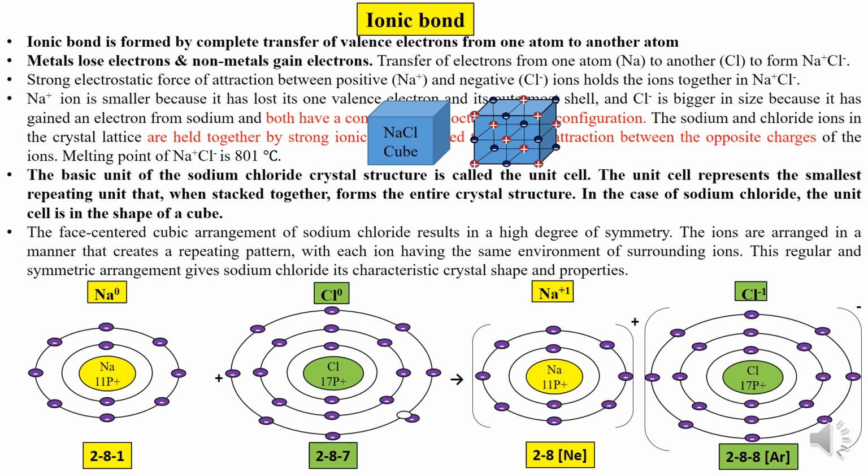So what I have shown here in this diagram is only one unit, which you see in the shape of a cube. So this unit cell, what you see, represents the smallest repeating unit. So when several of these units are stacked together, it leads to formation of the entire crystal structure.